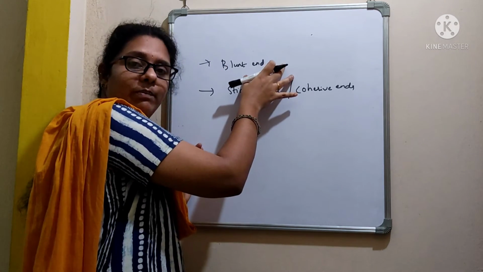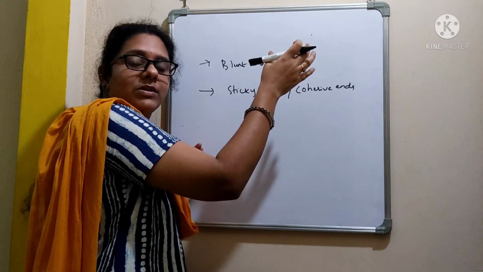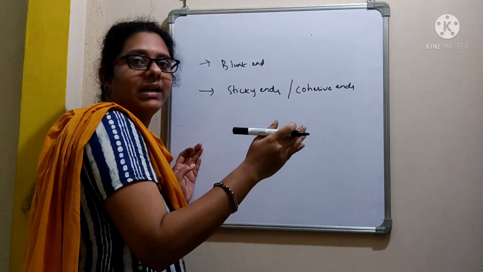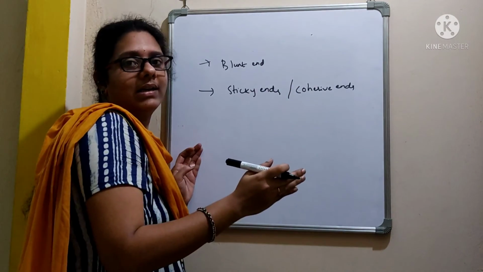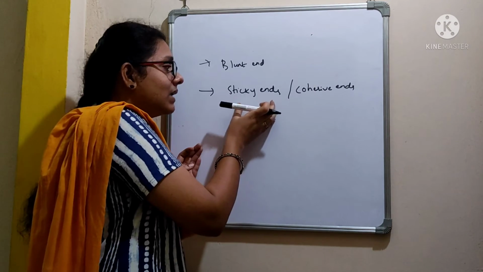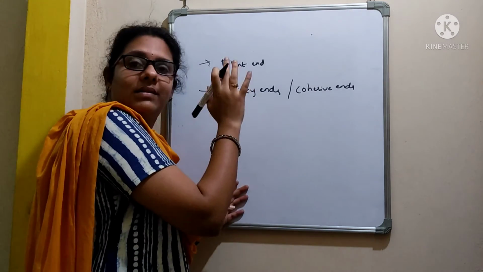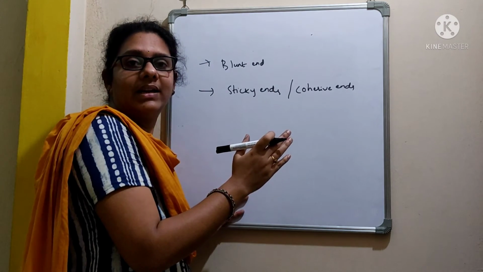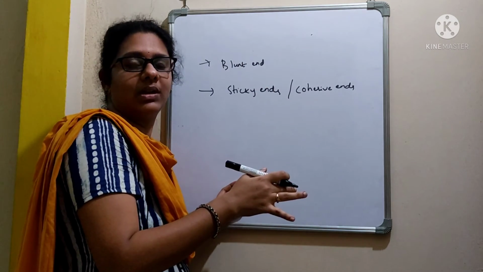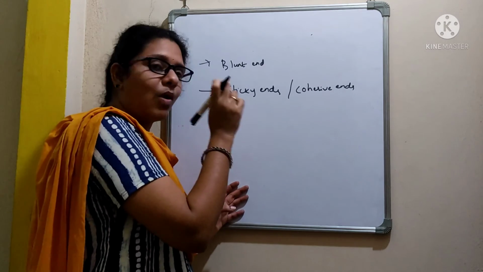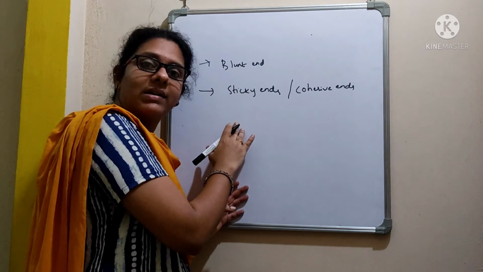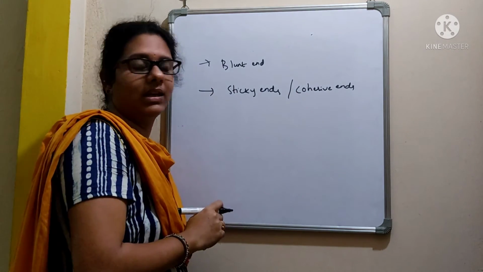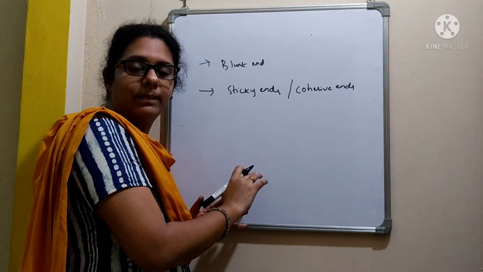So in case of blunt ends, these enzymes are going to cut the double stranded DNA exactly at the same position. But in case of sticky ends, the restriction enzymes will not cut the double stranded DNA at the same position, resulting in small single stranded overhangs at both the ends of the DNA. I'll explain you with the diagram.